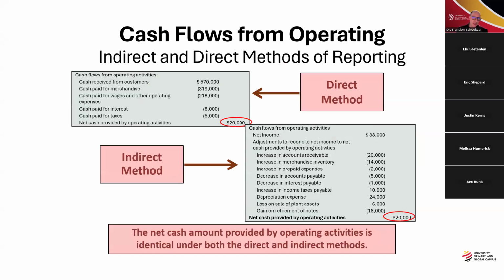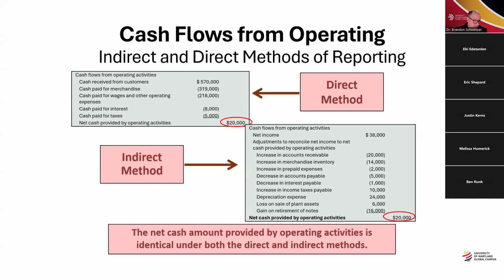Companies prepare their statement of cash flows in one of two ways, and these are the two different ways that they're displayed. One is the direct method, and the other is the indirect method. The direct method separately lists operating cash receipts and operating cash payments. The cash payments are then subtracted from the cash receipts. Very simple. That's why we call it the direct method. It's probably the simplest way to do it.